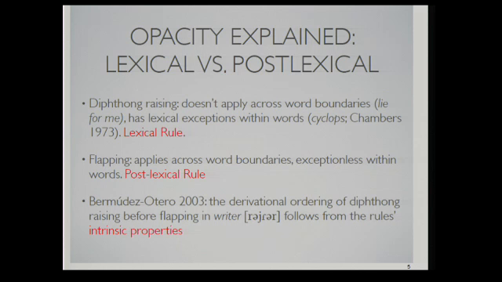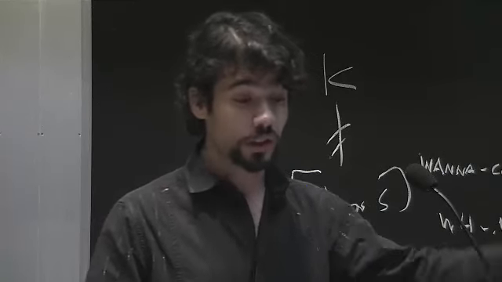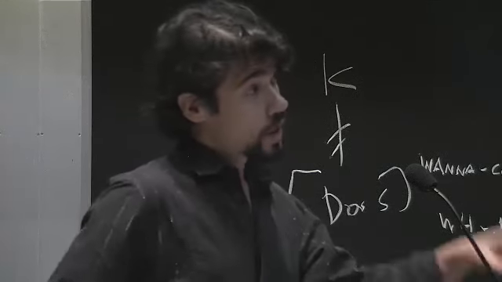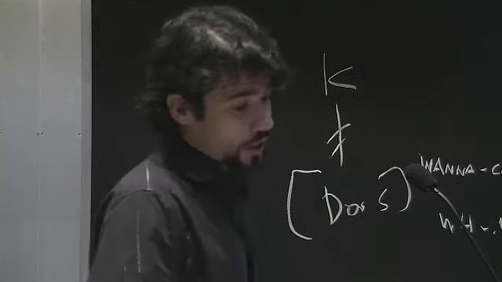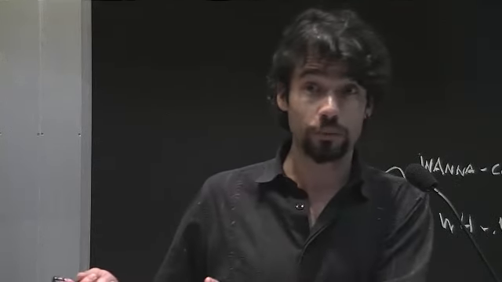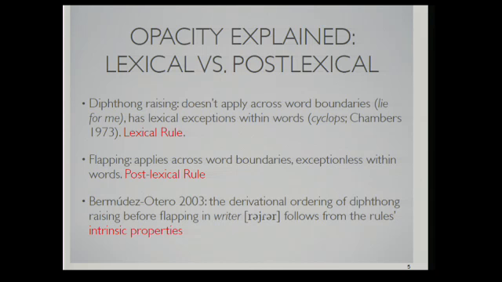So apparently, even for people who will say "right," "like," and so forth, they'll say "cyclops." They won't say "cyclops," okay? There are lexical exceptions, and it doesn't apply across word boundaries. "Lie for me" doesn't become "lie for me," okay? So these two properties of diphthong raising are different from flapping. Flapping applies across word boundaries, at a party, or what have you, and is exceptionless within words.